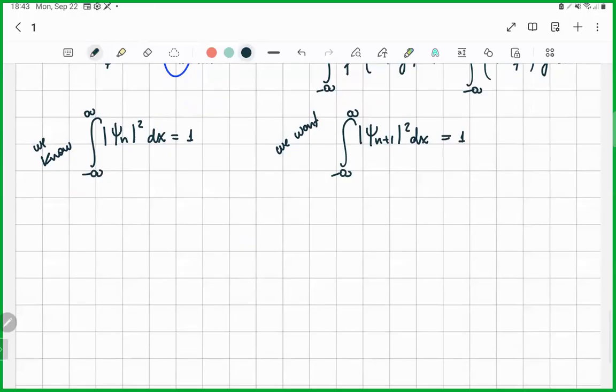I'm going to start by writing the integral of a plus psi n, complex conjugate, times a plus psi n. Okay, so I'm starting with this integral from minus infinity to infinity, and I'm going to see where I arrive with this. Okay, so this is my starting point.